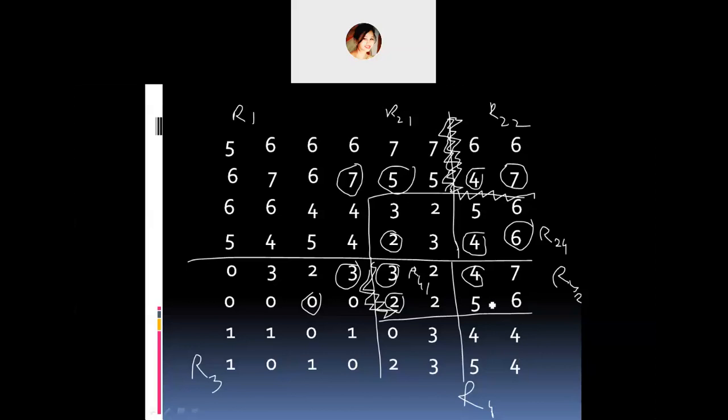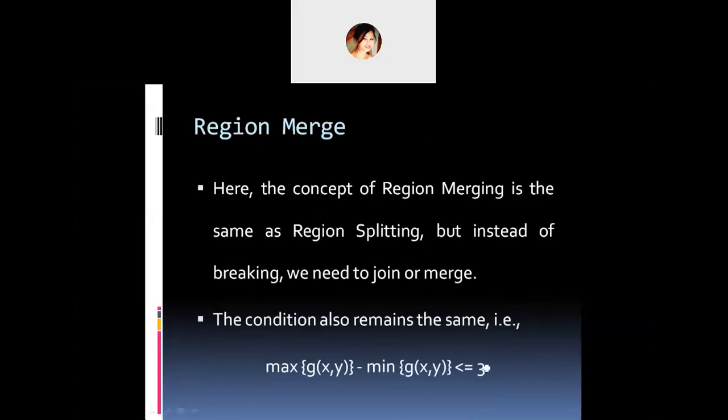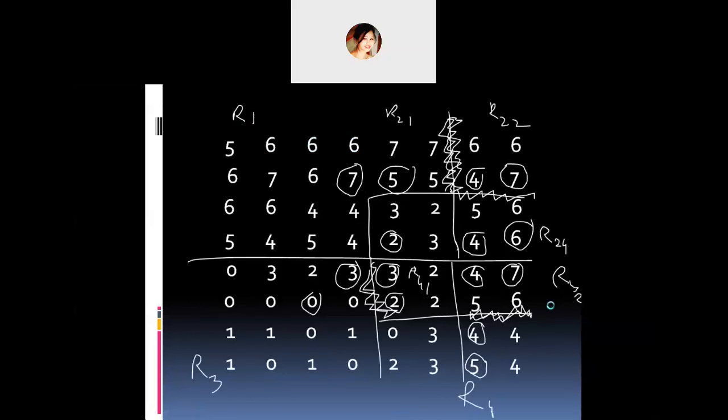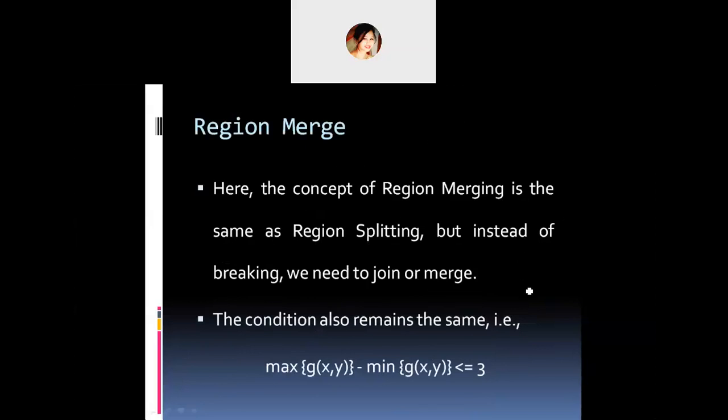Now go to these two and check them. These two won't be merged. Then check these two. The maximum is 7, the minimum is 4, so 3, yes. And again the maximum here is 5, the minimum here is 4, so 1. So these two regions will merge. Accordingly you have to keep on checking the conditions, and until and unless the condition is met, it won't be merged. If it meets the condition, then you can merge it. So this is about region merge.